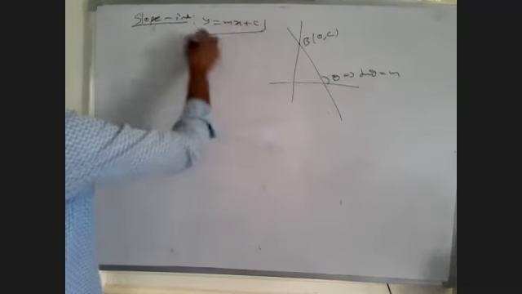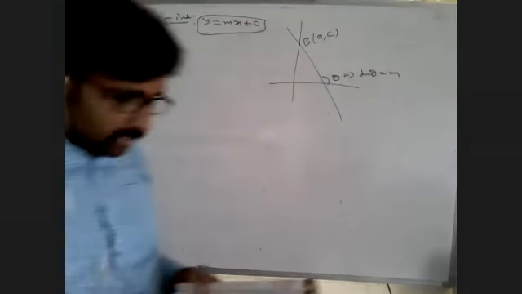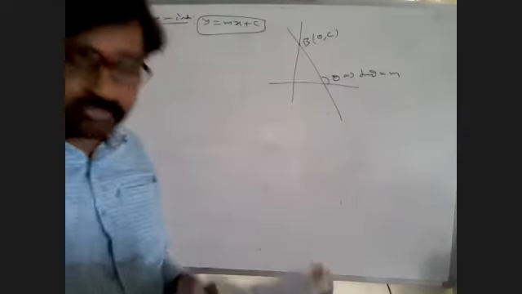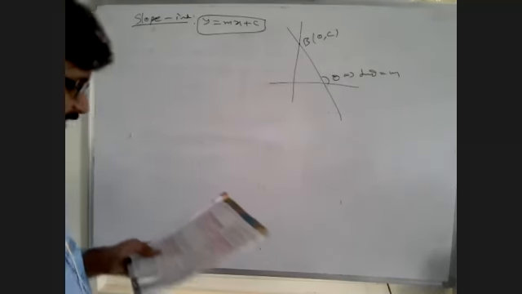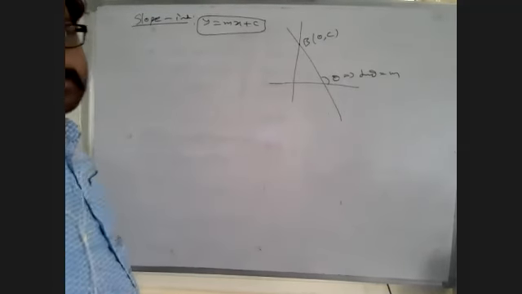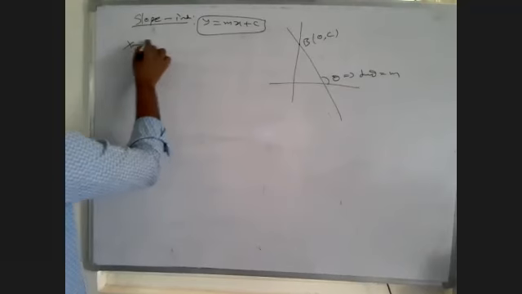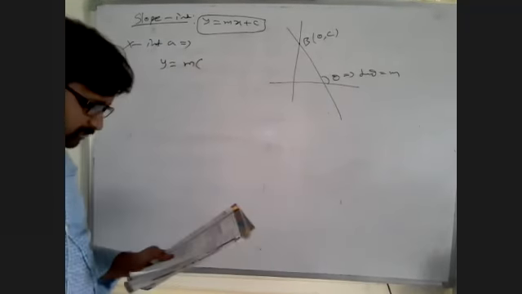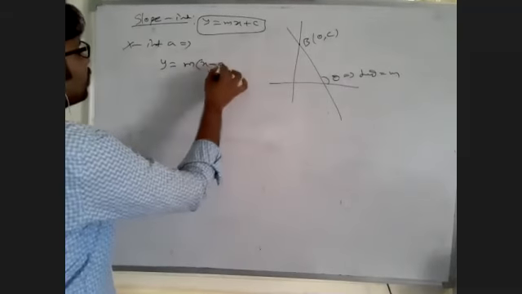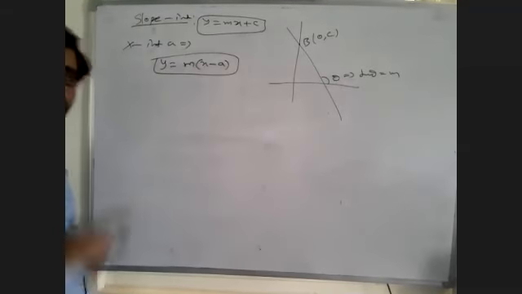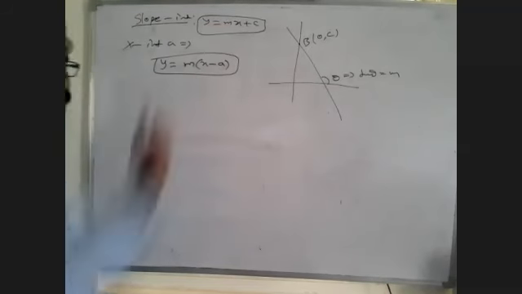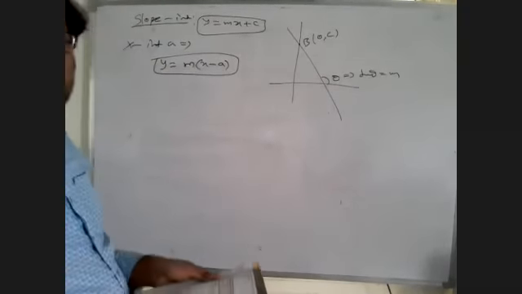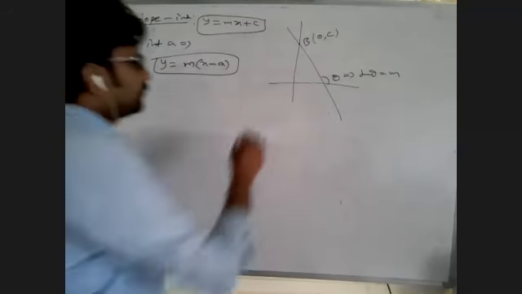This you already know, y equal to mx plus c with y intercept c. And with x intercept a: the equation of the line whose slope is m and which cuts the x axis at a, with x intercept a, is y equal to m into x minus a. Given x intercept and slope, or given y intercept and slope, remember, don't get confused. And the last one, the equation of the line passing through 0, 0 and with slope m.